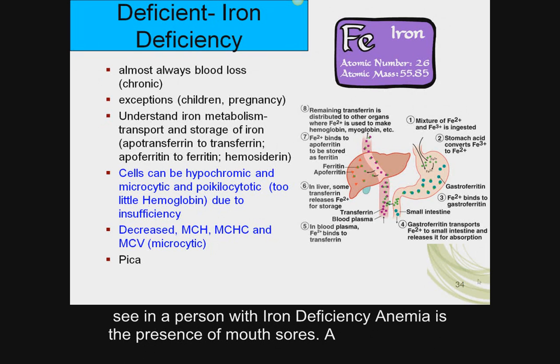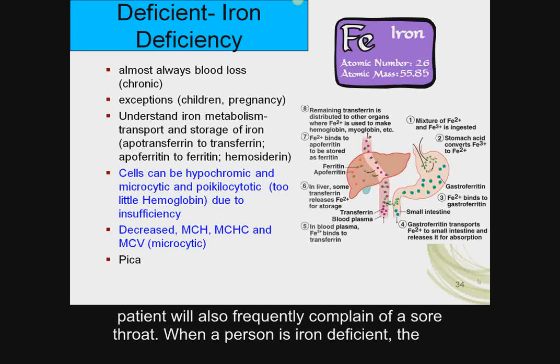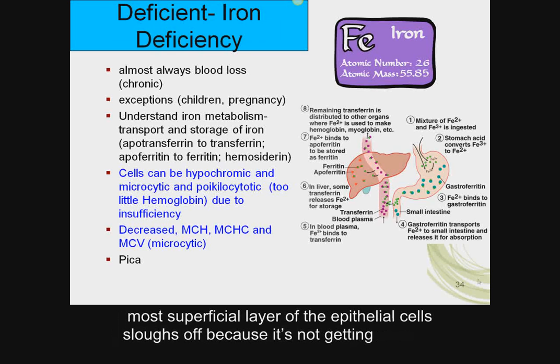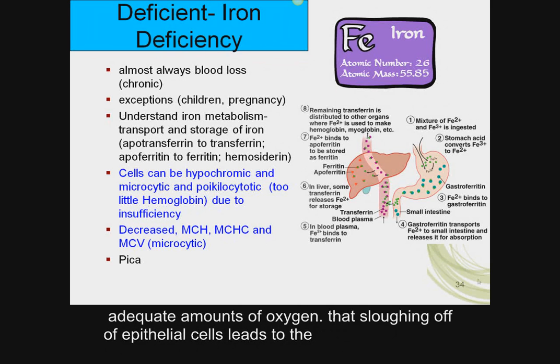One of the signs we would see in a person with iron deficiency anemia is the presence of mouth sores, because the mucosa sloughs off, and also your patient will likely complain of a sore throat. When a person is iron deficient, the most superficial layer of the epithelial cells slough off because they're not getting adequate amounts of oxygen. And that sloughing off of epithelial cells leads to the sore throat and mouth sores.